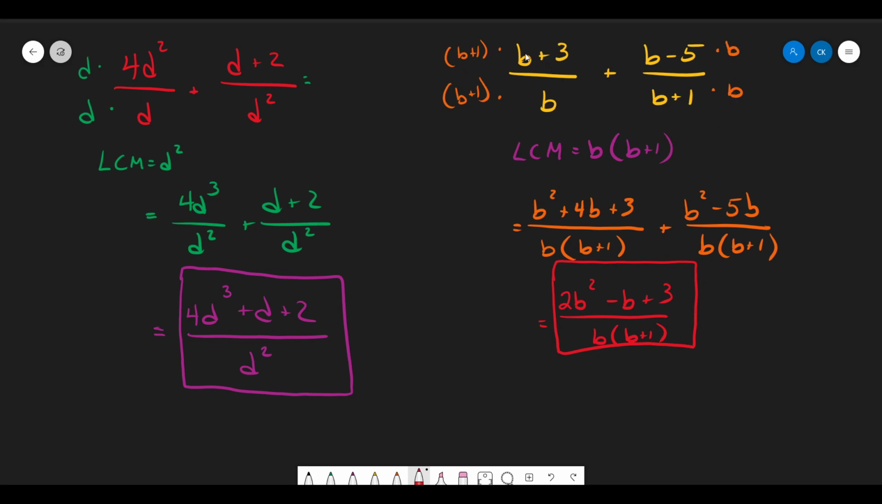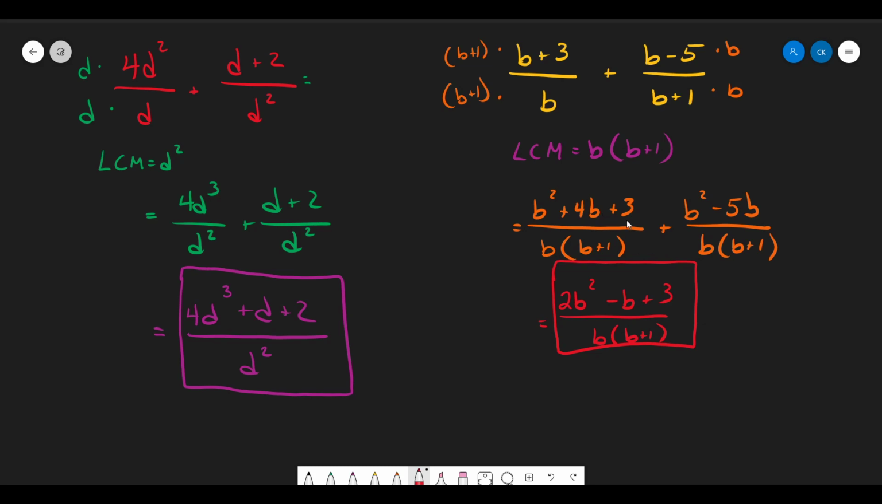In the first one, when I double distribute the top, b times b is b squared. B times 3 is 3b. 1 times b is b. 3b plus b is 4b. And then 1 times 3 is 3. B times b plus 1, I can just leave as b times b plus 1. In the second one, I have to distribute the b. B times b is b squared. B times 5 is 5b. And then the bottom can stay as b times b plus 1.